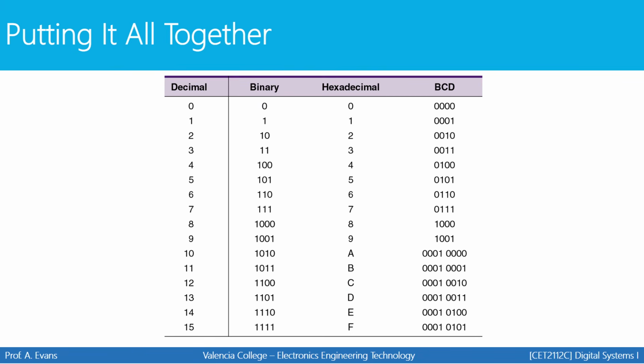Okay, so we've talked about several number systems today, and here's a small chart that starts to put some of these number systems together. We talked about the decimal number system. We talked about how to represent numbers in binary, in hex, and then in BCD. So now you can see the differences. So for example, the number 10 is 1010 in binary, it's A in hex, and it's 0001 0000 in BCD.